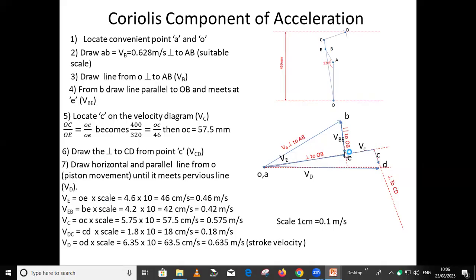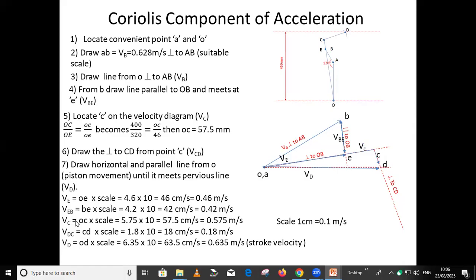components. For the velocity of point E, just measure this distance: 4.6 into 0.1 is 0.46. The velocity of B we have measured, that B part also. So we have that distance, then we can measure the velocity of the C part. By considering all these intermediate velocities, we need to find out the acceleration values.